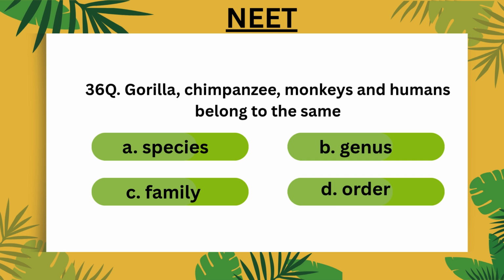Thirty-sixth question. Gorilla, chimpanzee, monkeys and humans belong to the same A. Species. B. Genus. C. Family. D. Order.